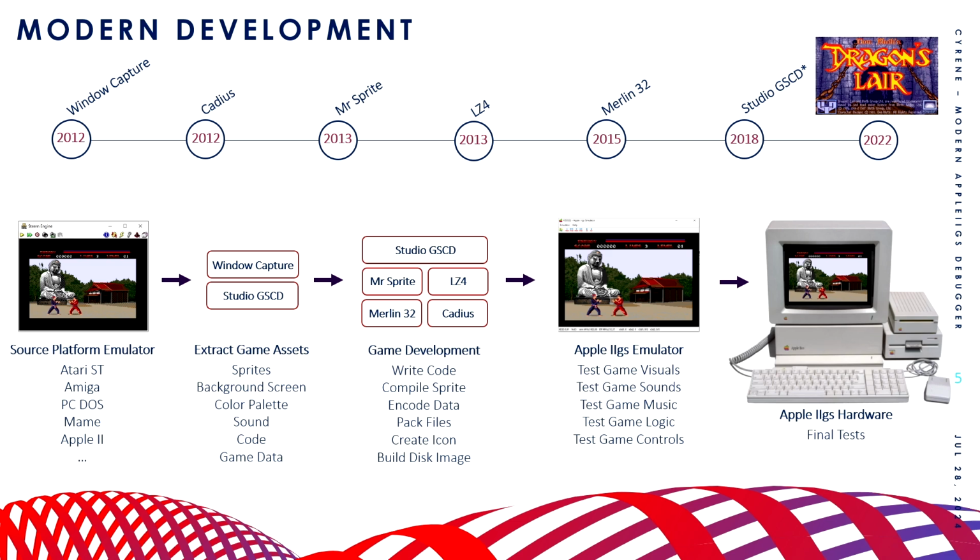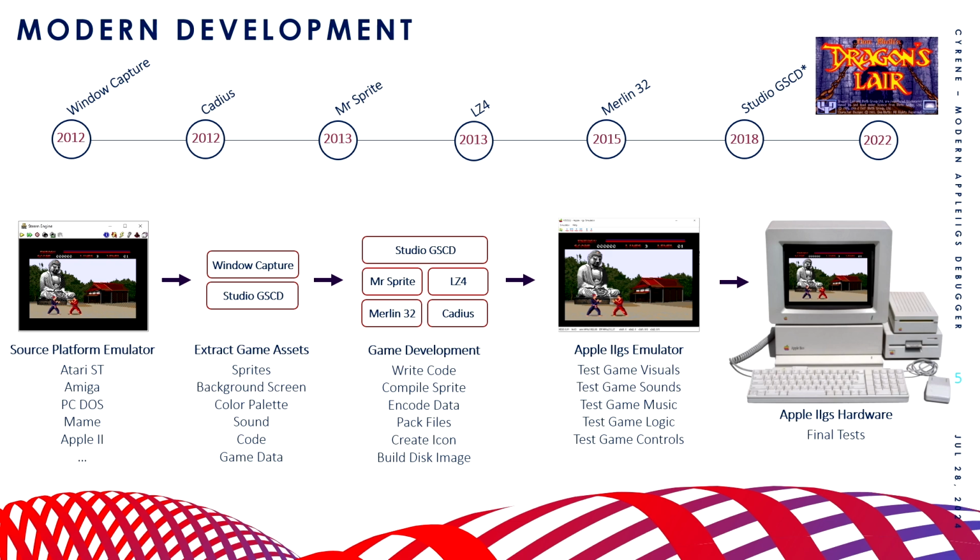What we learned from the Lemmings experience was that we really need to improve the way we were getting game assets. Spending 4 months for just grabbing all the assets from one game was clearly too much. So we started by creating a software named Window Capture, capable to record the output of any game running on emulator on a modern PC. The same year we provided KEGS, which is a disk utility capable to write files available on a PC directly on the Apple IIgs disk image format.